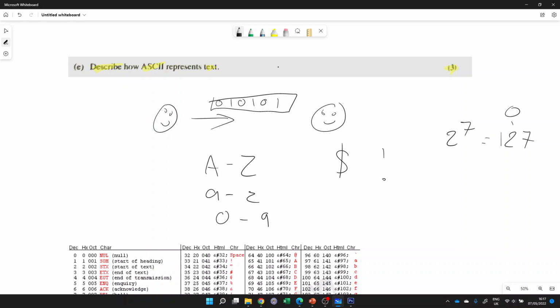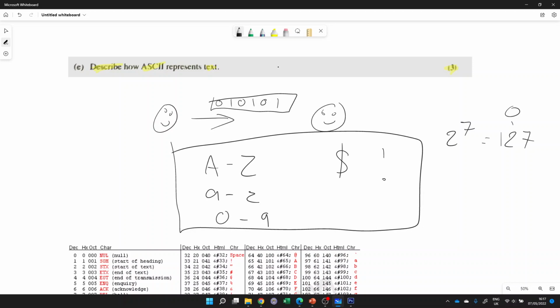Which is enough for all of the major characters that we need, unless you happen to be British and you want to use the pound symbol, which is not in ASCII, or if you are European and you want some accents, or you are any other culture that uses a non-Latin typeface like Japanese kanji or anything like that. So there are limitations because it has a limited number of characters available.